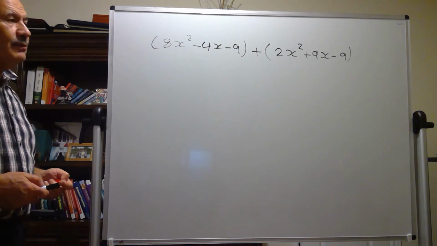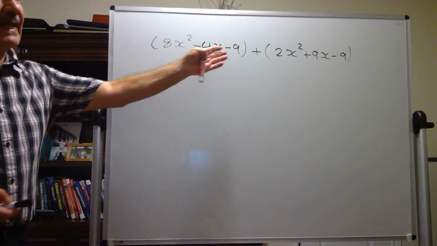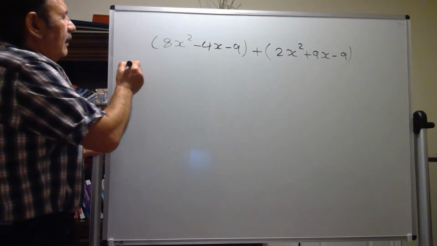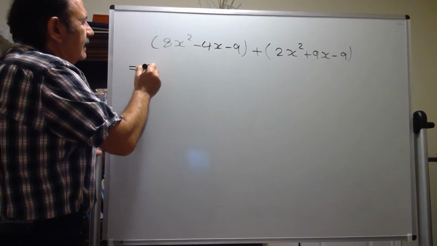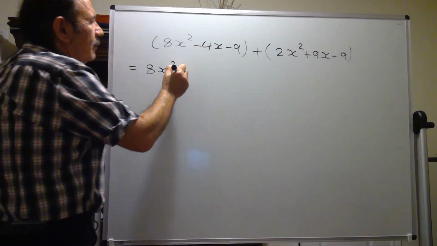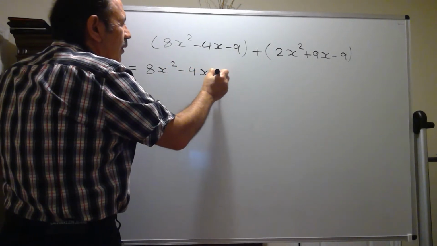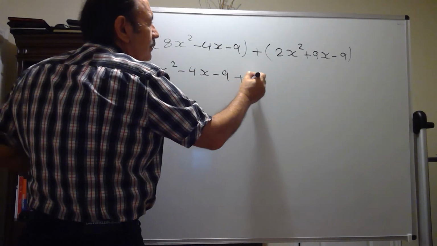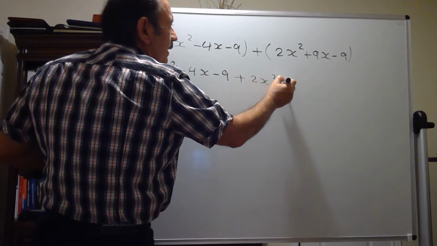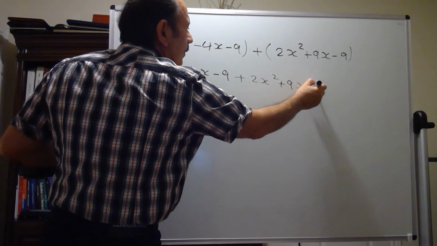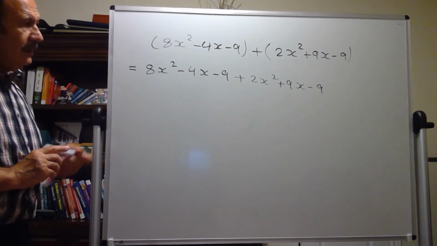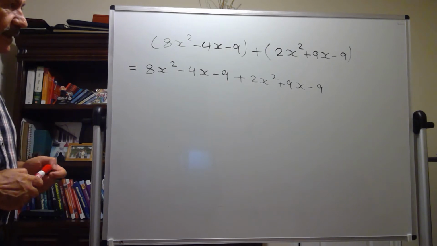For adding these two polynomials, first, because it's addition, just remove the bracket without doing any change. So I can write it as 8x squared minus 4x minus 9, and remove the other bracket, plus 2x squared plus 9x minus 9. Now, same as the previous example, just simplify the like terms.